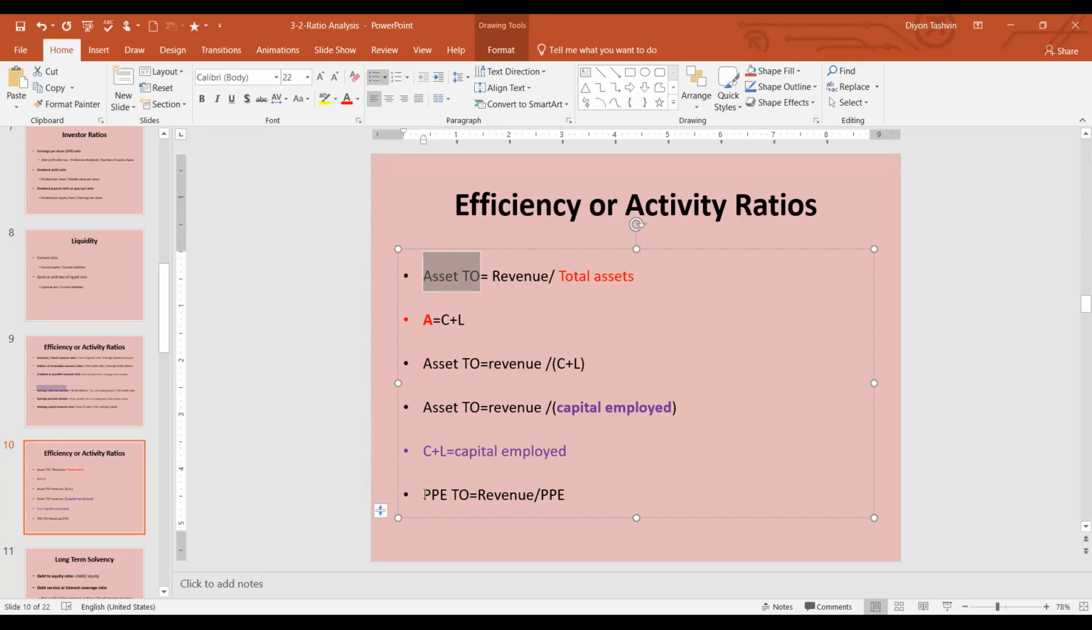Then the next one is the property, plant and equipment turnover ratio. Here we are going to divide the revenue by the total value of the property, plant and equipment. So here we have to take the net value. How are we going to take the net value? From the cost, we are going to deduct the accumulated depreciation.